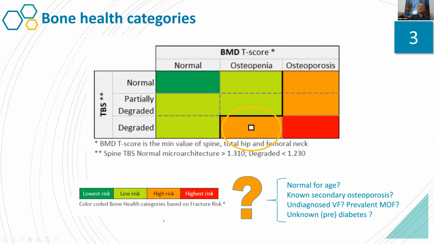So if we have, for example, here a patient who is osteopenic with a degraded TBS, then for me, that rings a bell. We should first ask ourselves, is it normal for the age of the patient? Do we have a known secondary osteoporosis? Do we have undiagnosed vertebral fracture, already prevalent major fracture, or a known pre-diabetic or diabetic? If we have any doubts, then in our case, that will potentially trigger additional exams in terms of X-rays or diabetic tests or some other biomarkers, depending on the profile of the patient, because we interpret that in the clinical context of the patient.